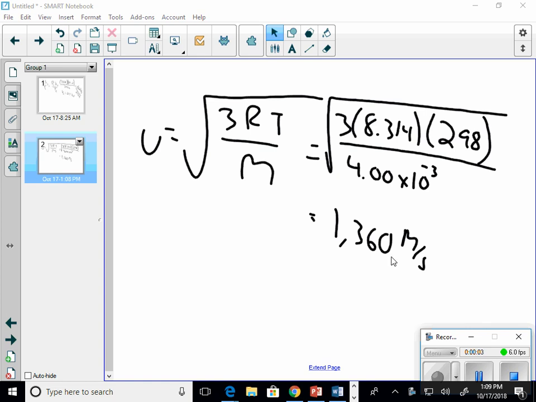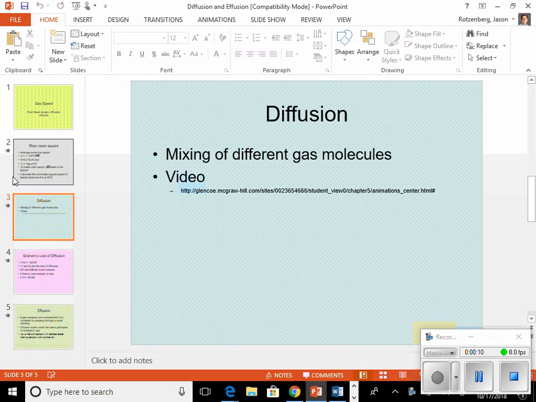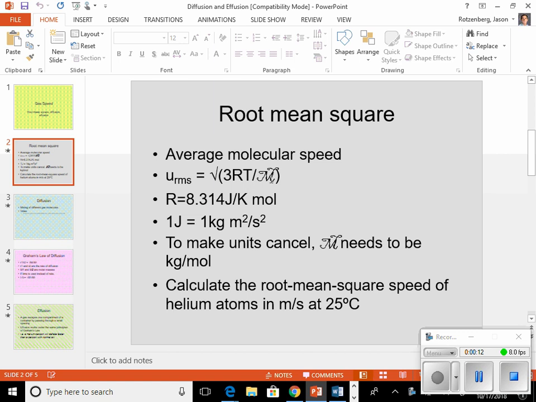So again, this is how we would solve the root mean square equation that I showed on this slide: how to solve for the speed of one individual gas.